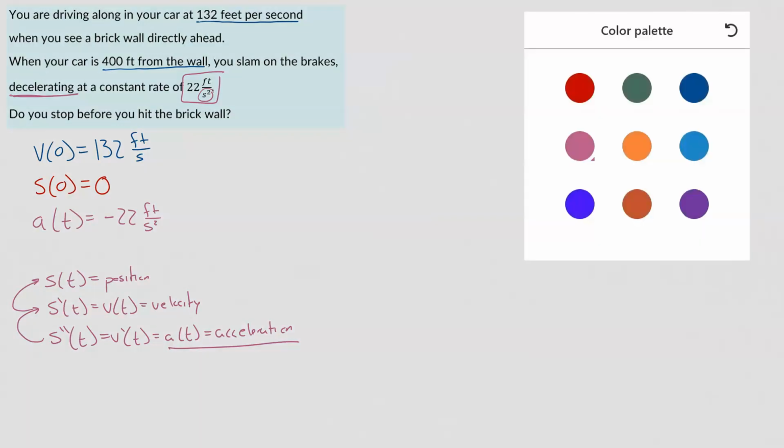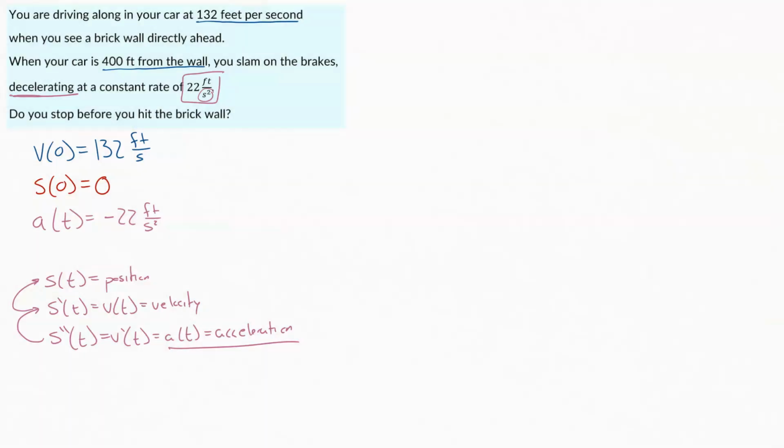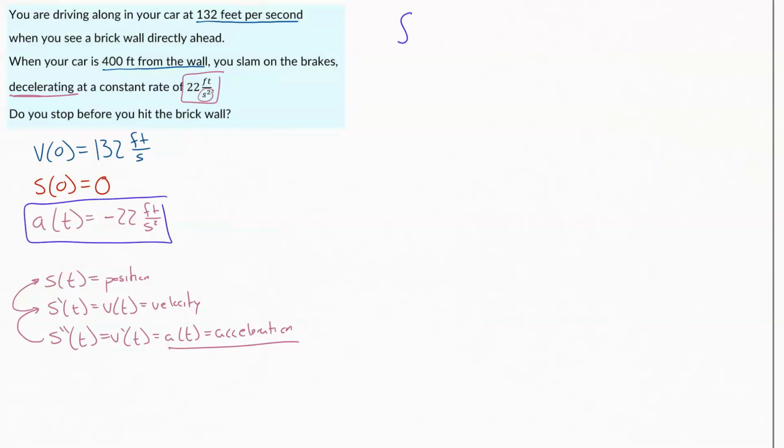And from that information, we should be able to tell if we're going to run into this wall or not. So first thing we'll do is take the antiderivative of our acceleration equation here. So negative 22 feet per second squared. We actually don't need the units as we're doing this part. So this is really just the antiderivative of negative 22. Again, the negative comes in because we are decelerating. So we are slowing down. They don't always put that negative on the number. We have to know that it's there.